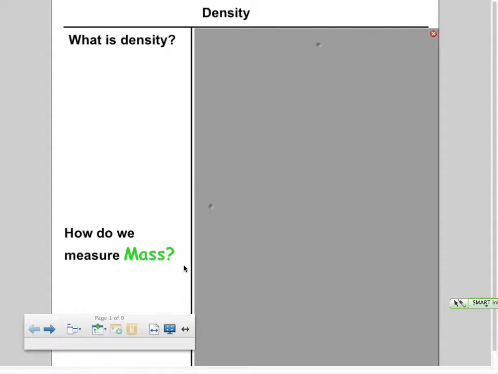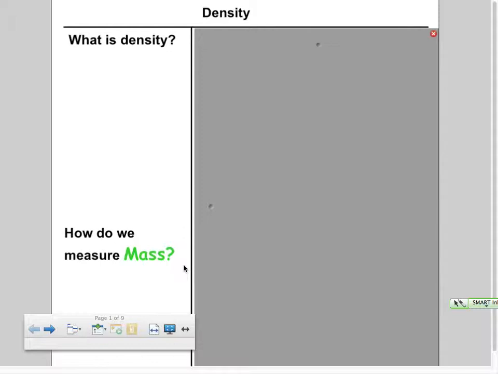Okay, so today we're going to talk about density. Density is a physical property of matter. We have not discussed it yet because it's a little bit more complicated, but I'm going to break it down for you. So remember, a physical property is any characteristic that you can tell me about a substance.